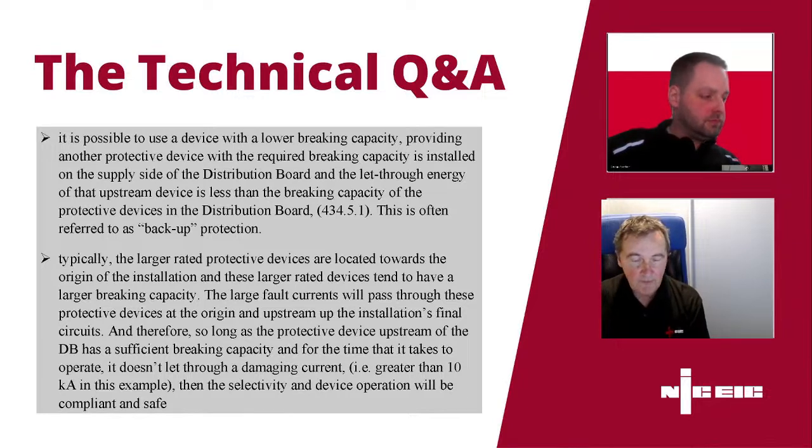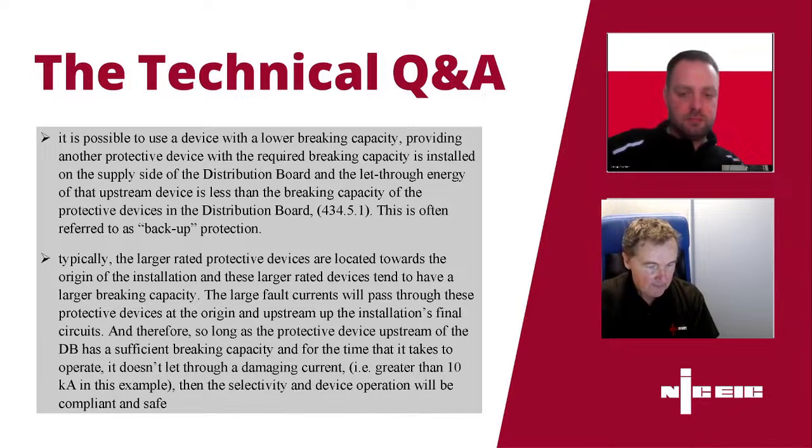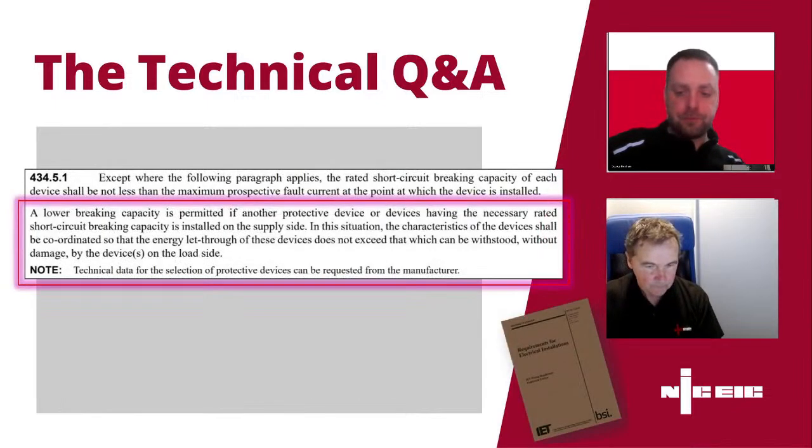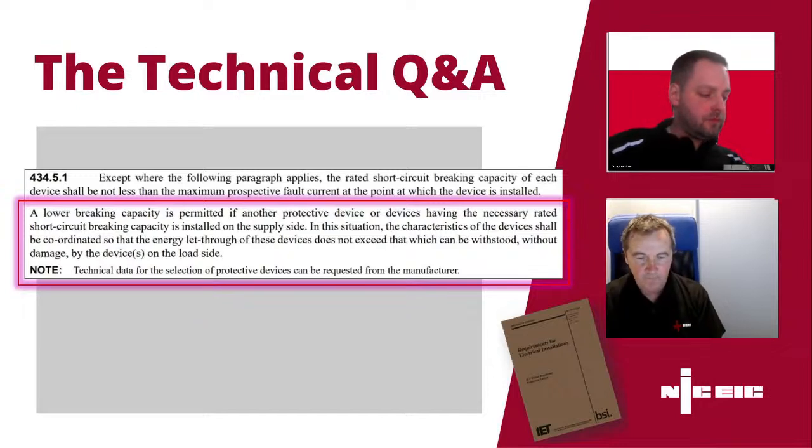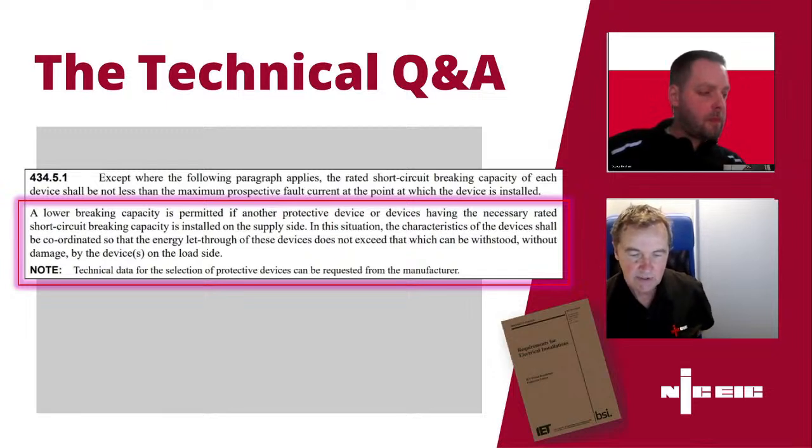So you'll normally find that the larger rated protective devices are located towards the origin of the installation for that purpose. And if we show you the regulation, it's 434.5.1, and if you look at the second sentence that we've highlighted, a lower breaking capacity is permitted if another protective device or devices having the necessary rated short circuit capacity is installed on the supply side, and in this situation the characteristics of the devices shall be coordinated.